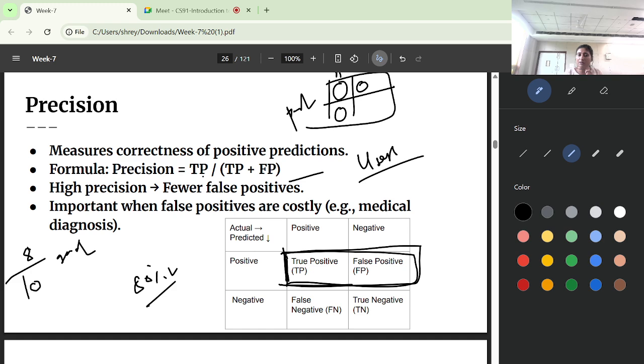So this is more like from the positive values which are shown. These are the positive values from the model. Out of these positive values, how much is correct. This is called precision. So it measures the correctness of positive predictions. All right, and it means higher the precision, fewer the false positives.